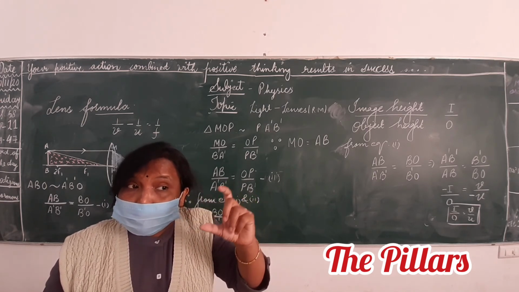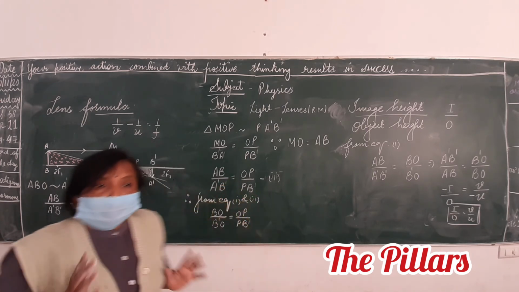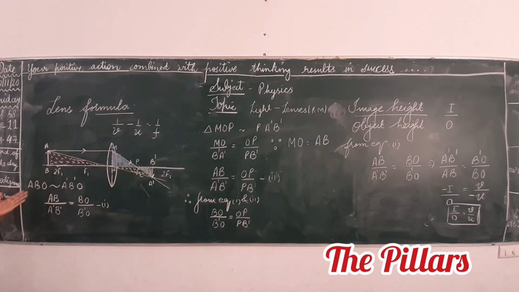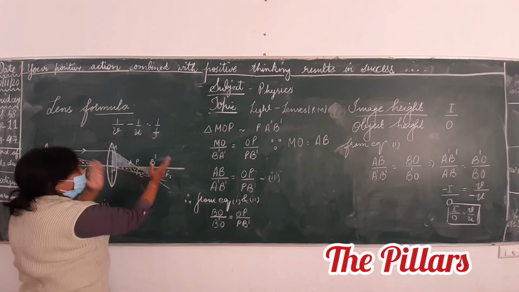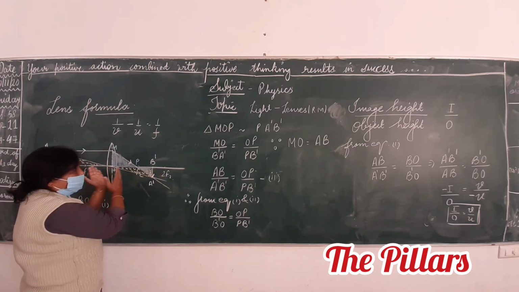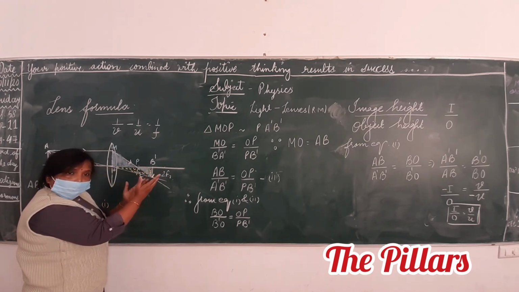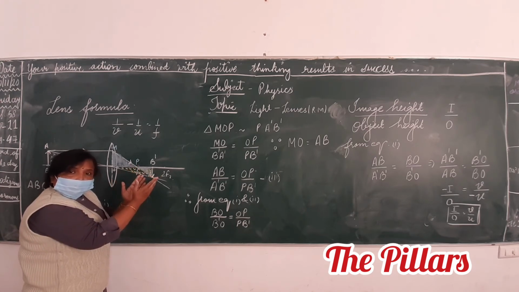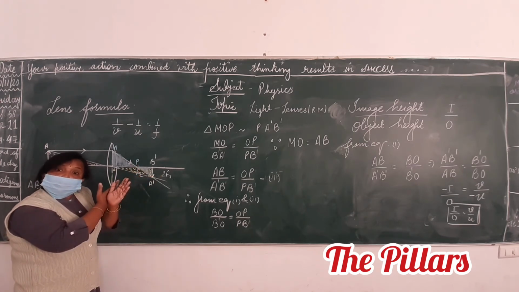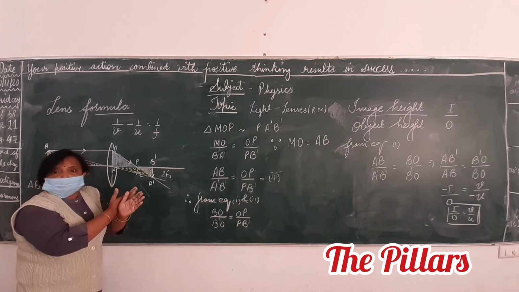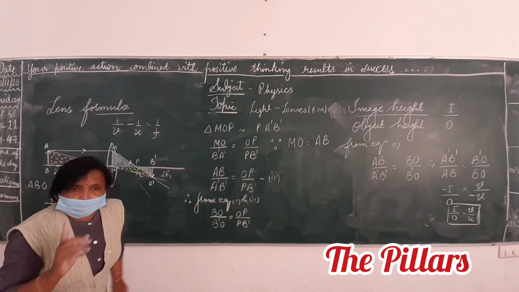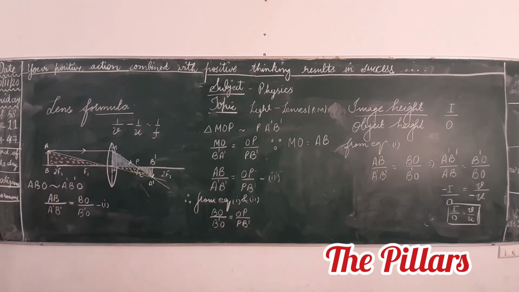Don't remember it like plus plus minus minus. Always remember, U will always be negative because you have to place the object in front of the lens. If the image formed is real, V will be positive because it is formed behind the lens, in the direction of the light. If it is virtual, the sign will be negative because you are going against the direction of light. Clear to everyone? We will do one question from here.